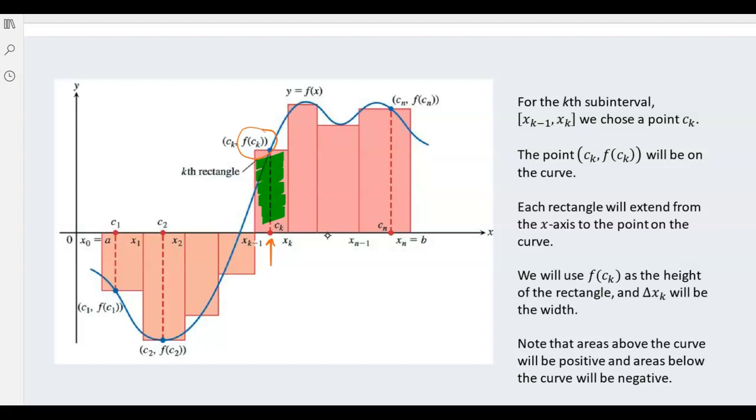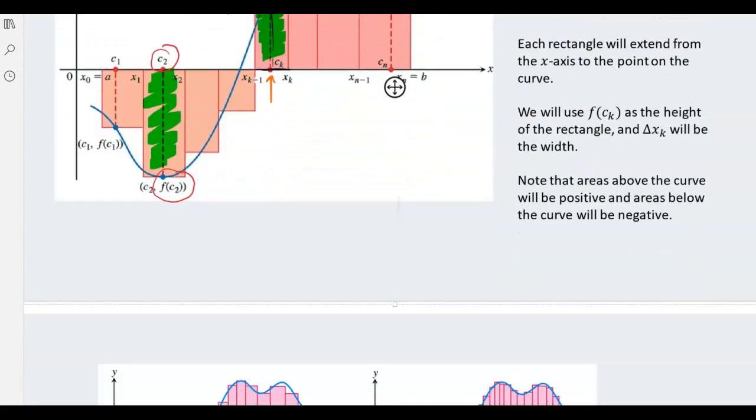One thing to take into account is that when I'm above the x-axis, this value that I plug in is going to be positive. So when I calculate the area of that particular rectangle, I'm going to get a positive value. I'm taking a base multiplied by a positive height, I'll get a positive number. But if instead I look at this value, when I plug c sub 2 into the function, I will get a negative value. So the total area that I get for this rectangle is going to show up as negative below the x-axis.